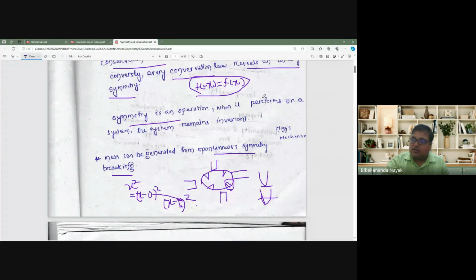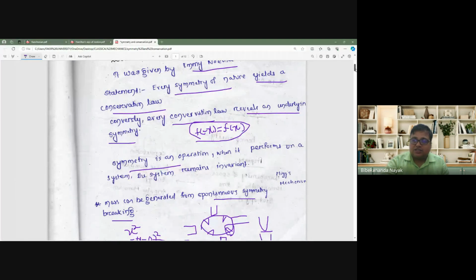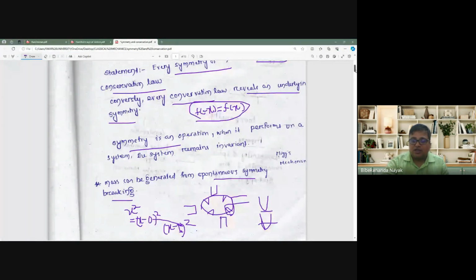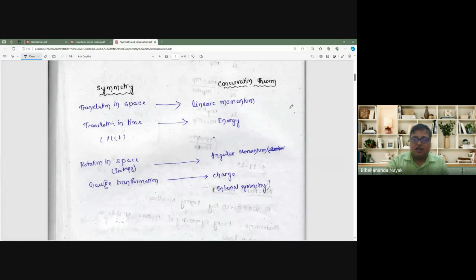Okay. So now our main aim is Noether's theorem, that every symmetry of nature yields a conservation law. Now come to the mechanical conservations. We have three types of conservations and they are associated with three types of symmetry. If the system is invariant under translation in space, then linear momentum is a conserved quantity. If it is invariant under translation in time, then energy is a conserved quantity. If it is invariant under rotation in space, then angular momentum is conserved. Also, another type of conservation in electrodynamics: gauge transformation gives you charge conservation.